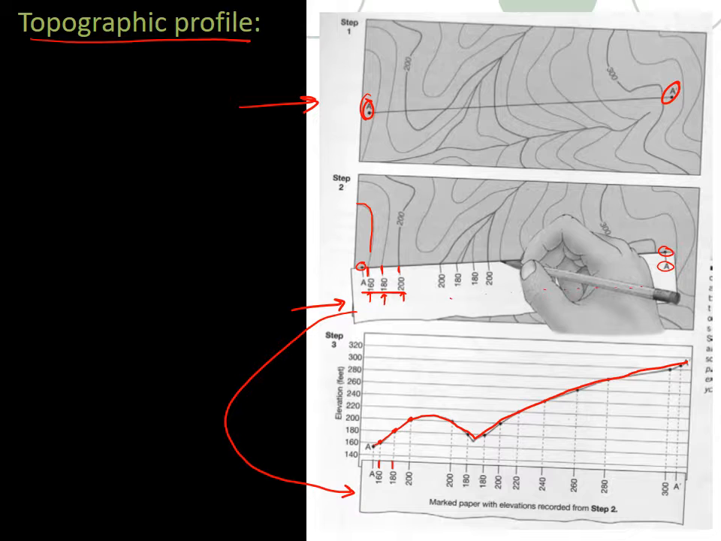If we were to hike from A to A prime, we first would go slightly uphill to about here. Then we would go slightly downhill into a little valley, which corresponds to this feature. And then we'd have a relatively steady uphill hike all the way to A prime. This is called a topographic profile. It's a really neat, clever trick for extracting information from a topographic map.